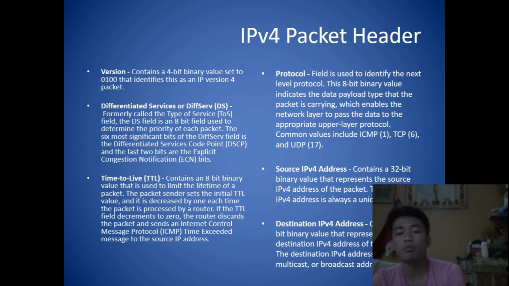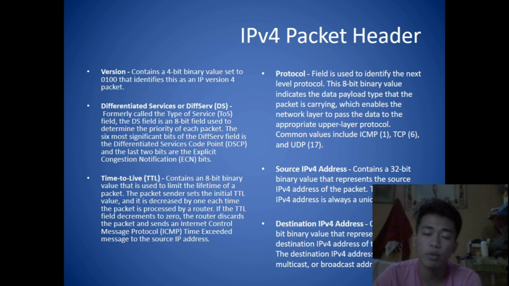So source IPv4, like I said before, contains a 32-bit binary value that represents the source IPv4 address of the packet. So the source IPv4 is always a unicast address.